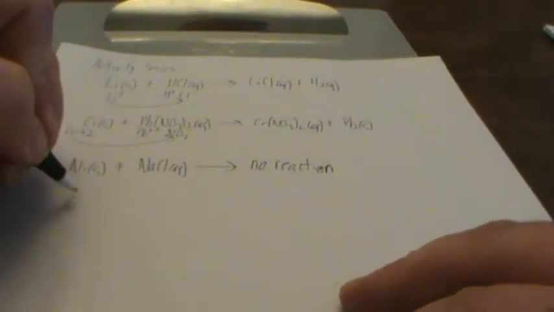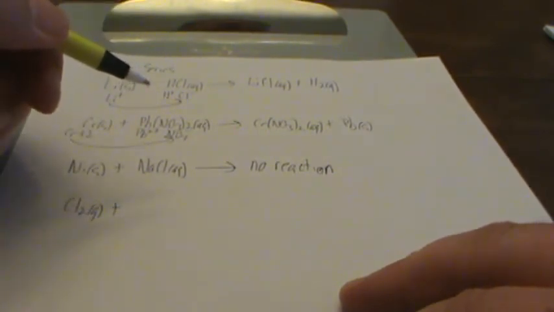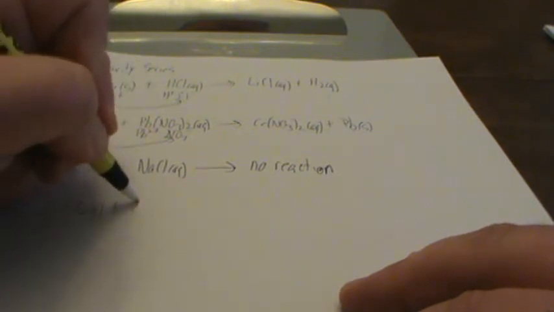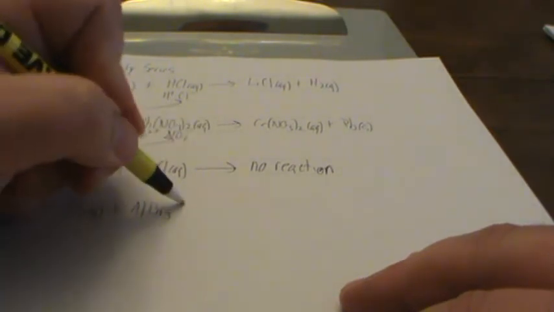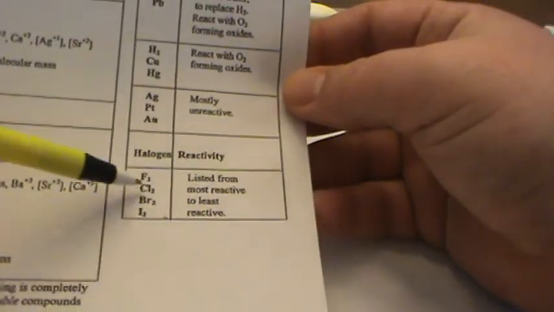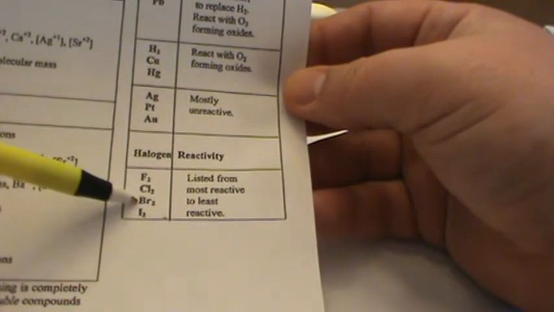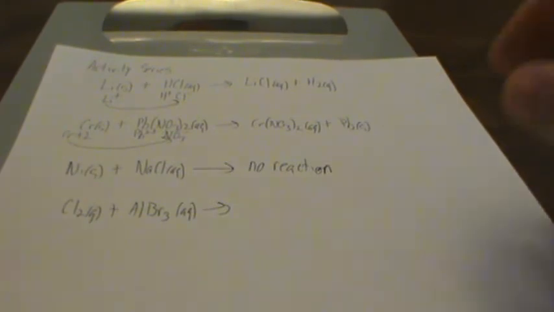Let's say we have chlorine gas reacting with, say, aluminum bromide. Chlorine, since it is by itself and it's higher on the list than bromine, which is in the compound, our reaction is going to take place.